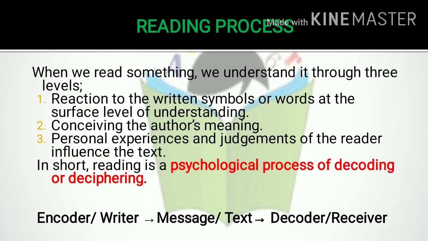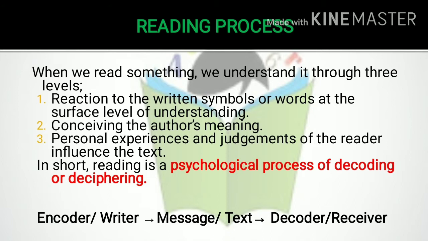The second one is conceiving the author's meaning, that is, what the writer is trying to say through this text. We are trying to conceive that. The third level is that the personal experiences and judgment of the reader influence the text. When we read a text, our personal experiences and judgment definitely affect it. So these are the three levels of the reading process.